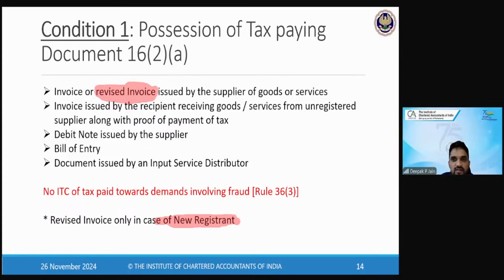So the original invoice you have given, there is no mistake. It's only that the GSTIN number of yours you have not mentioned, for the receiver to claim the credit. So you will revise it and issue it. So you can do it only once.